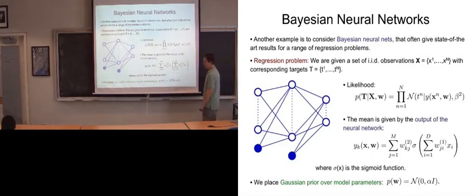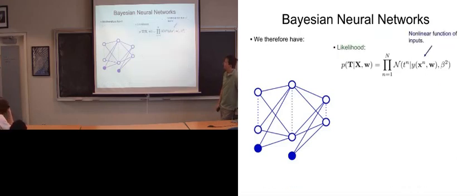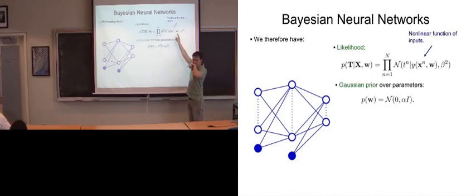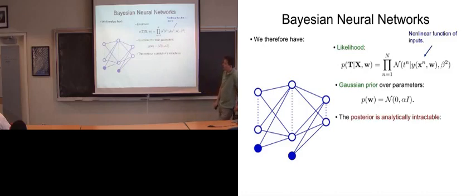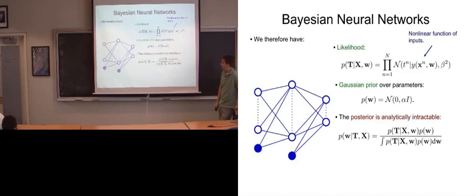But the other thing we can do is place a Gaussian prior over the model parameters. So we're going to say these parameters are going to have a Gaussian distribution. We have a likelihood function that is a nonlinear function of the input, as well as a nonlinear function of the parameters. We're going to put a Gaussian prior over W, and then ask what's the posterior distribution of the parameters? You can write down the posterior distribution. There's a likelihood term, there's a prior term, there's a normalizing constant.